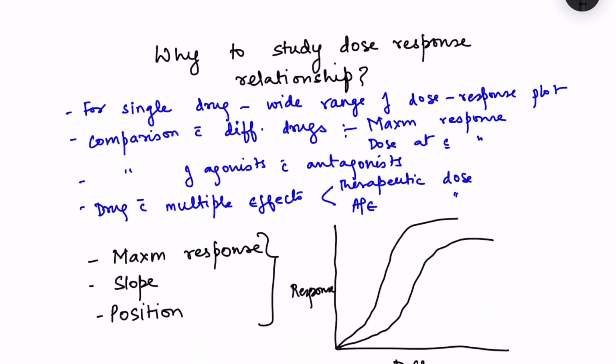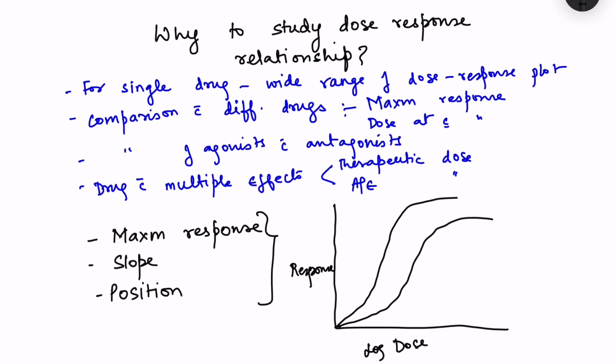Now we should also know why we want to study this dose response relationship. First, when we plot this graph, it tells about a wide range of dose and response. Okay, so we will know the dose range in which the drug is most active. Suppose this is the dose response curve of the first drug and this is the dose response curve of the next drug. If we take a particular dose, we see that drug A is having this much response with the particular dose, and drug B is having another response.